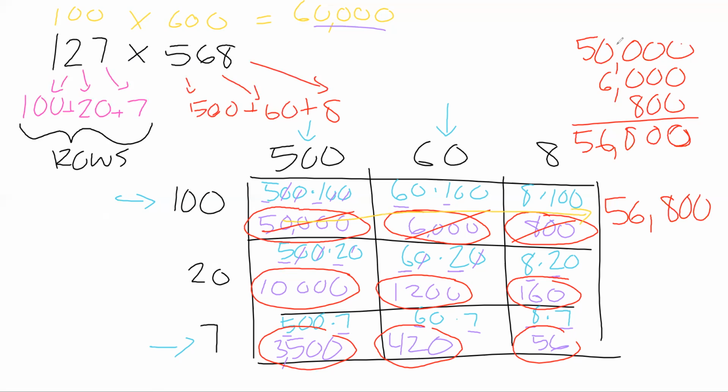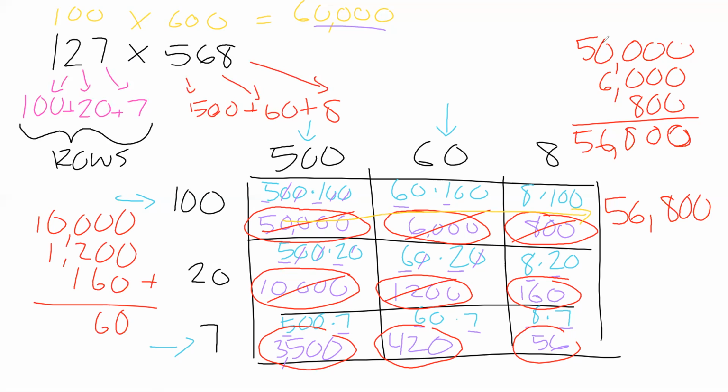Okay. And then let me add up the second row. So do that over here. So that's 10,000, 1,200, 160. So 0, a 6, a 3, a 1, and a 1. Okay, so that gets me 11,360. Notice I'm already lining them up over there.